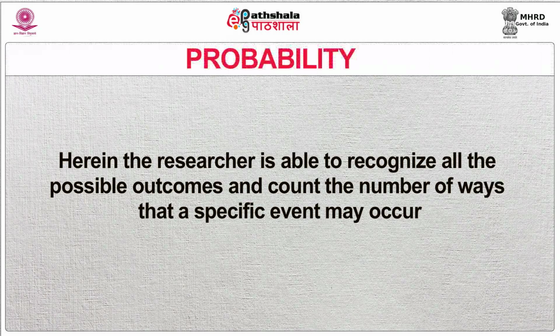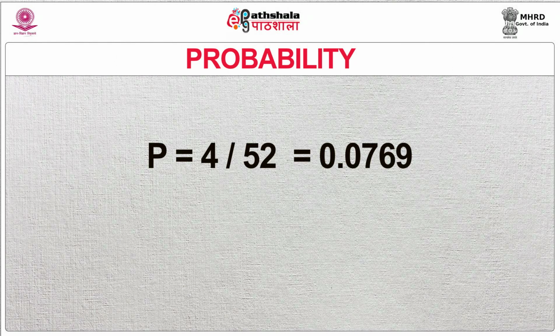Herein, the researcher is able to recognize all the possible outcomes and count the number of ways that a specific event may occur. Then, the probability of that very event is the number of times that it can occur, divided by the total number of possible outcomes. For example, if we have to compute the probability of drawing a king from a pack of 52 cards, it will be calculated as below. P will be equal to 4 by 52, that is 0.0769. Hence, there are 7.69% chances that a king will be drawn out of the pack of 52 cards.